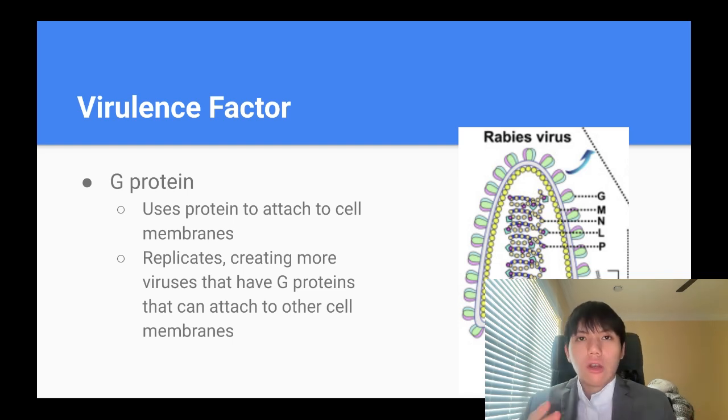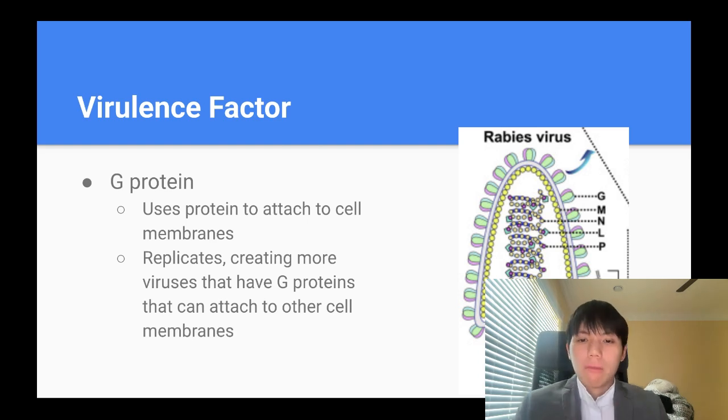Virulence factors are considered structures and strategies that viruses use to spread disease. The virulence factor that helps spread rabies is the G protein. Once the rabies viruses enter the body through an infected bite, they attach to the cell membrane of muscle cells using the G protein. Then it enters the cytoplasm through fusion or pinocytosis.